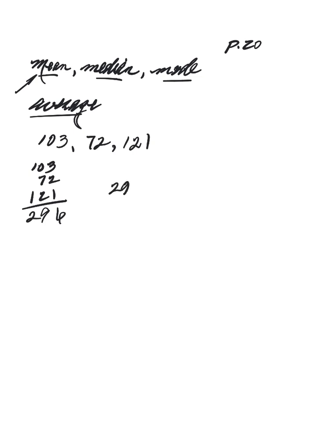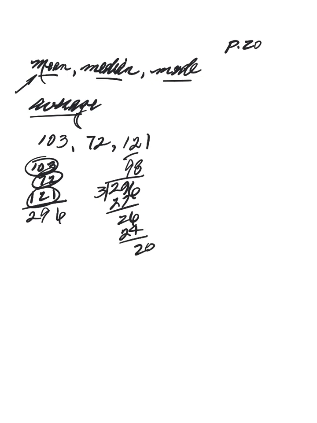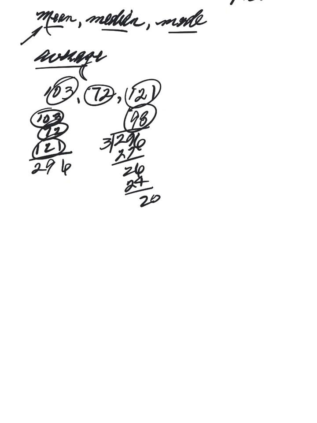Then you divide that 296 by the number of scores, 1, 2, 3. So 3 goes into 29, 9 times, 27, 26, and 3 goes into 26 8 times, 24. Okay, so about 98 is the average score there between 72, 103, and 121. So that's the mean. So just the way I remember that is it's the average.